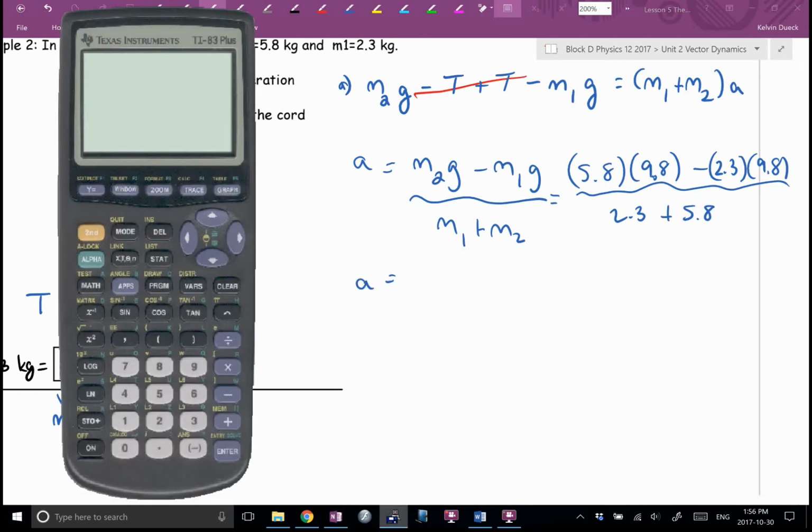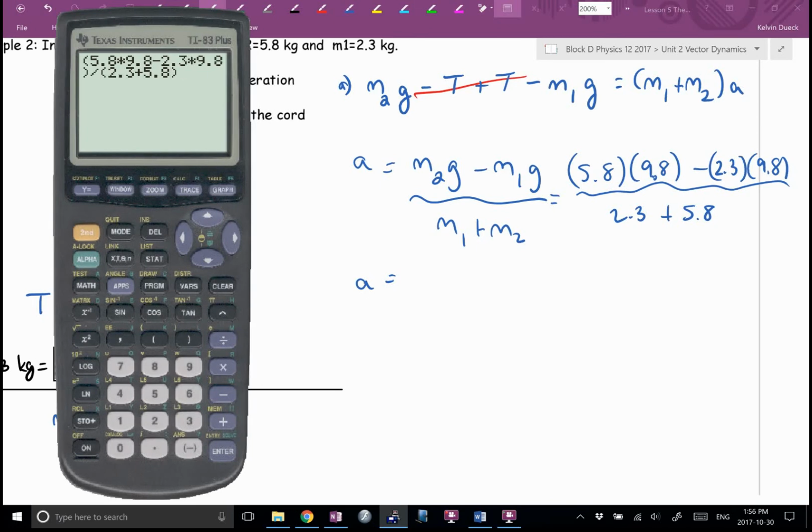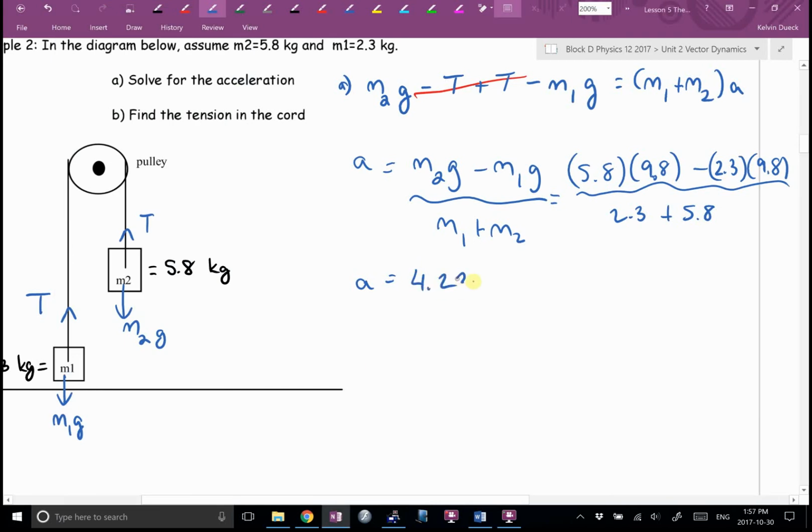This is worth practicing typing into your calculator, I think. 5.8 times 9.8 minus 2.3 times 9.8 divided by 2.3 plus 5.8. Double check my math, double check my typing, bracket. Come on, do it. You get 4.2345679? Boy. 2, 3, 4, 5, 6, 7, 8 would have been kind of cool. Oh, then it goes 0, 1. That's almost, anyways. 4.23. Meters per second squared.